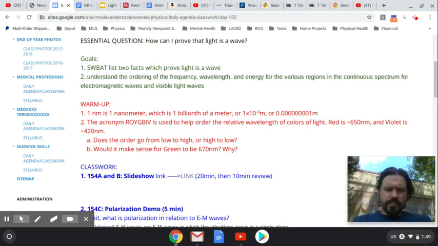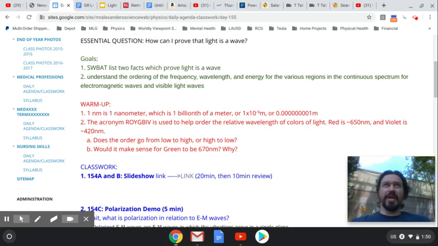Okay, next, Roy G. Biv. This is an acronym that many folks use to remember the order of colors in the rainbow. It's also the order of colors by their wavelength. One end is red, it's 650 nanometers. Violet on the other end is 420 nanometers, so about 2/3 of red's wavelength. So it goes from high wavelength to low wavelength, or high to low.